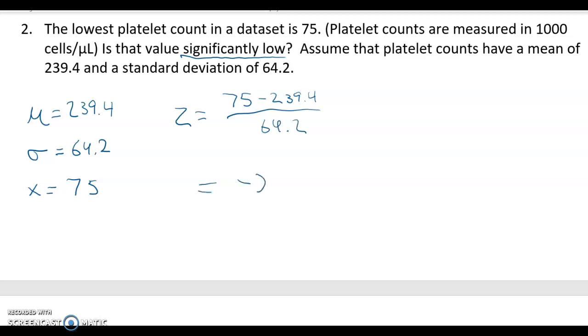We get negative 2.56 for the z-score. Well, negative 2.56 is certainly less than negative 2. So yes, we would consider this significantly low. Because it is more than 2 standard deviations below the mean. We know it's below because it's negative.